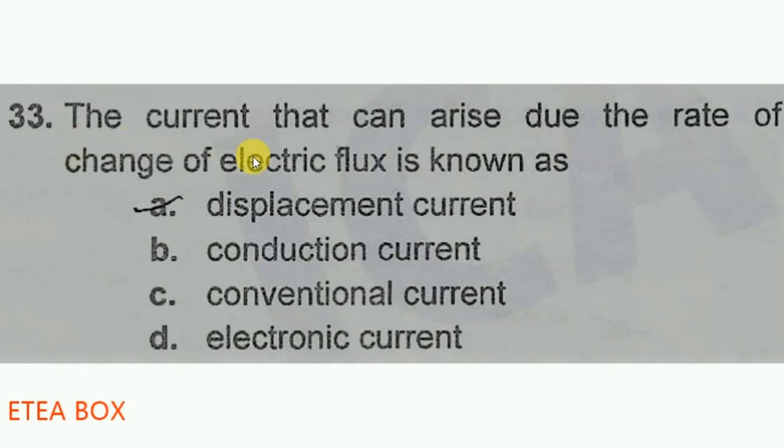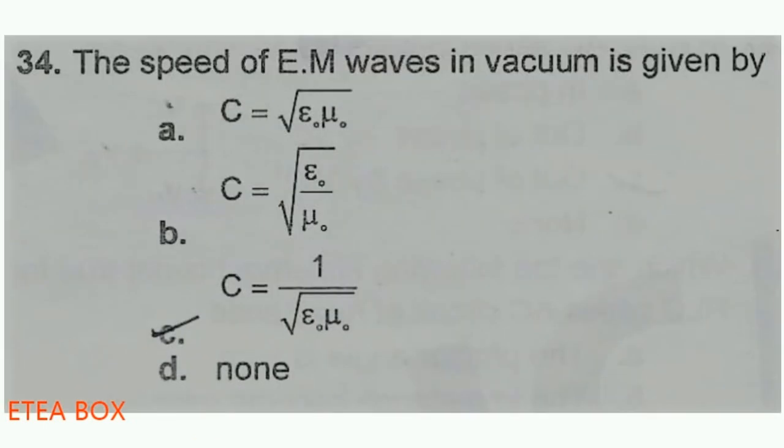The current that can arise due to the rate of change of electric flux is known as displacement current. Option A. The speed of electromagnetic waves in vacuum is given by C is equal to 1 over √(ε0 μ0). This one is also a Maxwell equation for the speed in vacuum. Here option C is the correct one.